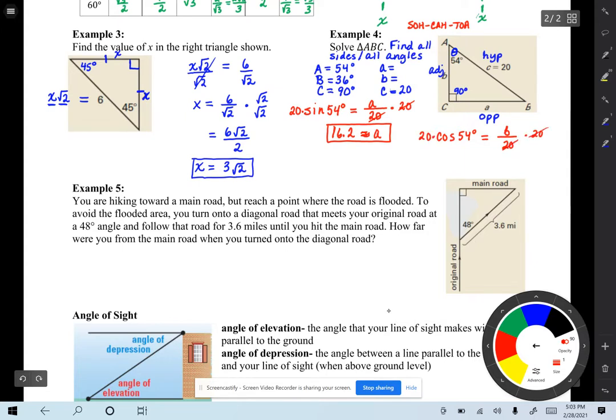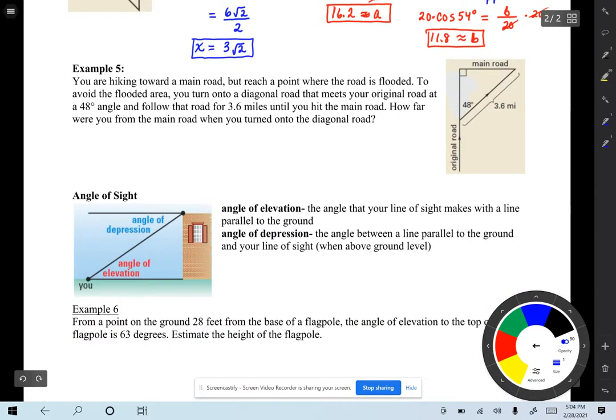So punch in 54 in your phone, then cosine, then times 20, and you'll get about 11.8, and that'll give you the value of B. I marked that here, but I'm going to put those answers right here as well. So A is 16.2, and B is about 11.8. And here we have solved the right triangle because we have found all three angles and all three sides.